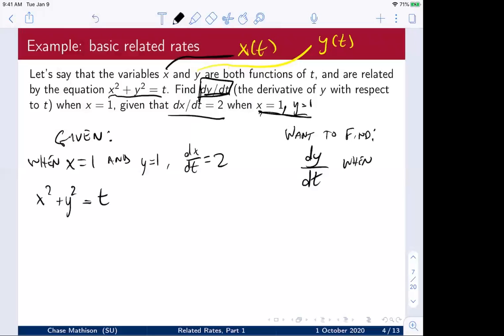Okay, so out of all of this information, I want to end up with a dy/dt. How am I going to possibly end up with that with all of these things? I want in the end to have the derivative of y with respect to t. What's the only way I can end up with that with all of this information?